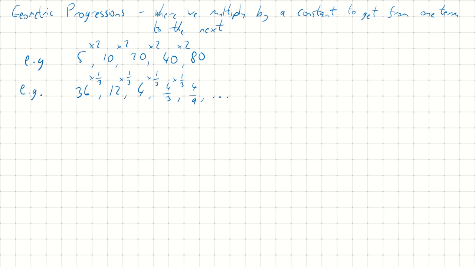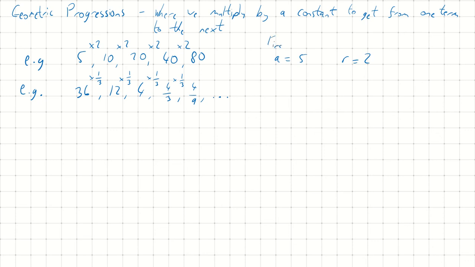And it's useful in geometric progressions to think about two things, what's called the first term and the common ratio. So the first term is obvious. In our first example, the first term is 5, and we use a to stand for the first term. And the common ratio is the number we multiply by each time. So r is 2 in our first example.